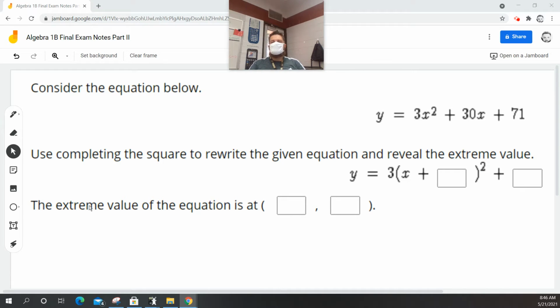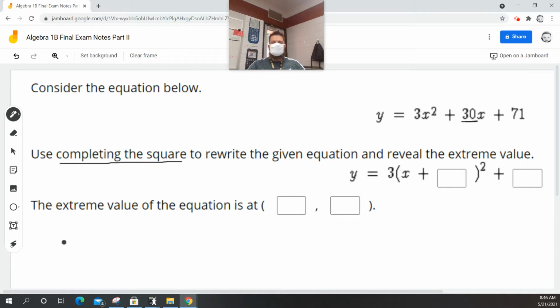It says, consider the equation below, y equals 3x squared plus 30x plus 70. Use completing the square to rewrite the given equation to reveal its extreme value. So I've got to take this equation and make it look like this. They want us to use the completing the square method, right? So we've got to factor out the 3. Let me just do it.